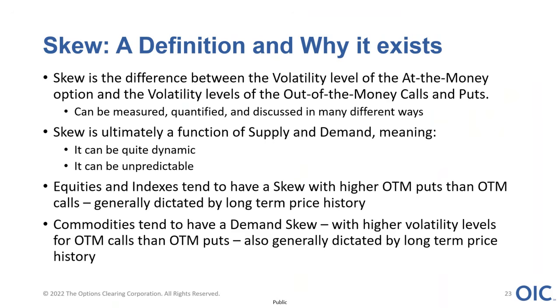Also generally dictated by long-term price history for commodities. If you think about how commodities work, commodities have those explosive moves to the upside. They are demand skew products, meaning they have really explosive moves when people can't get their hands on them. They need the physical commodity. A lot of people need the actual physical commodity to do business. If you're an oil refiner, you need the actual oil in order to run your business.